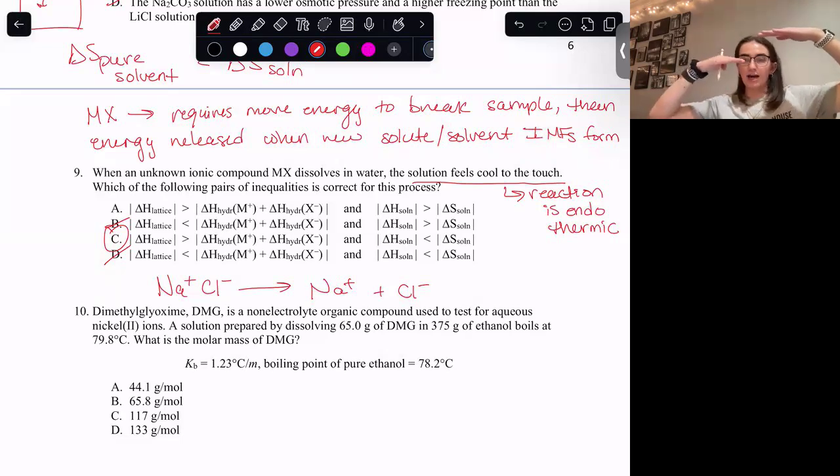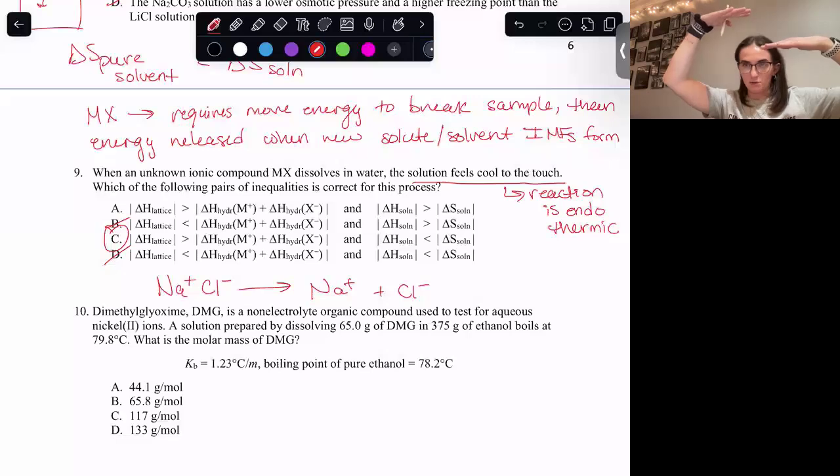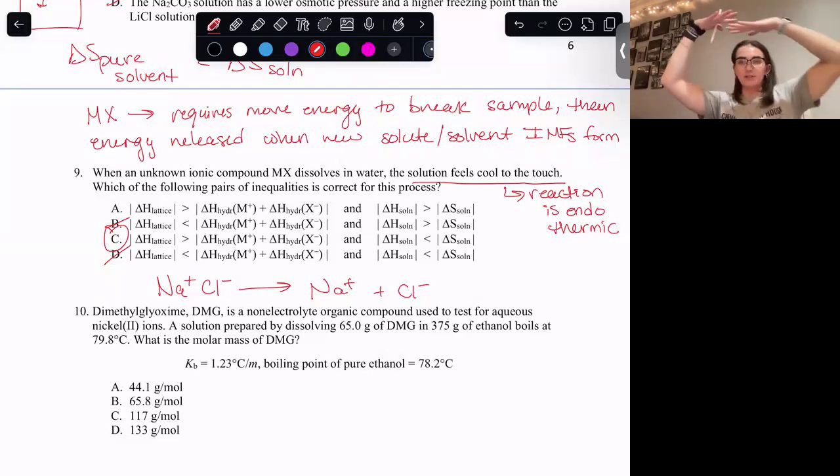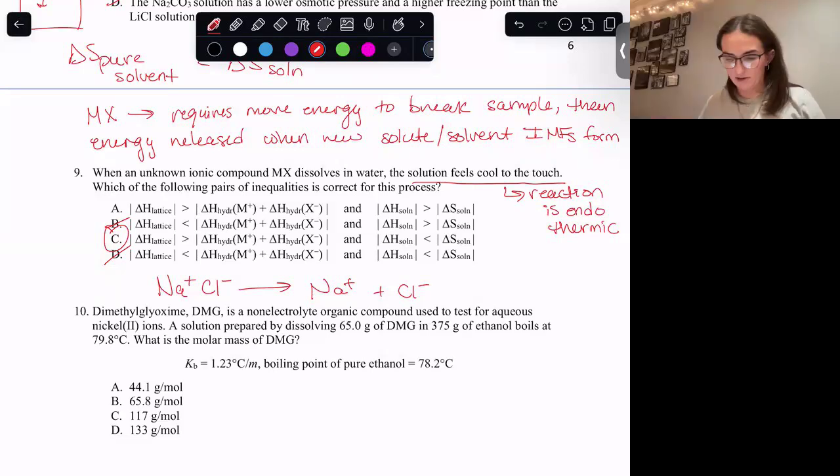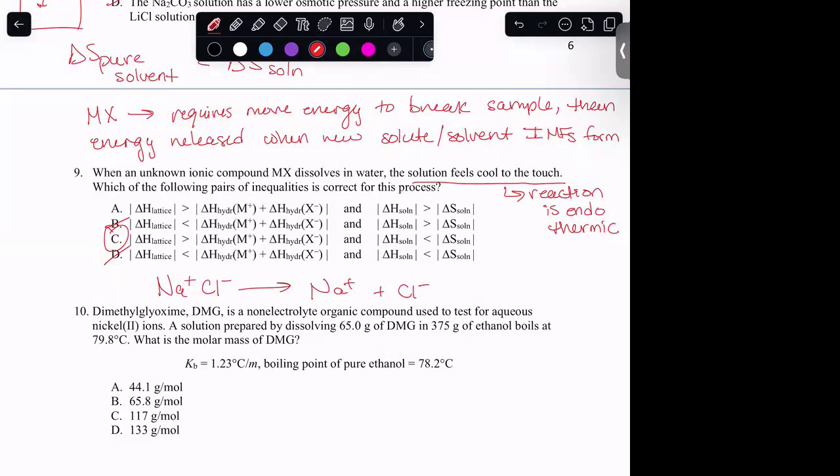Then we needed to break our IMFs in our solute. So that brings us up to here. That's another one of them because we're breaking bonds in all of those. Then we combine them and your down arrow is when they solvate. And that's the mix. That's the solution. Is that the same as hydration? Yes.